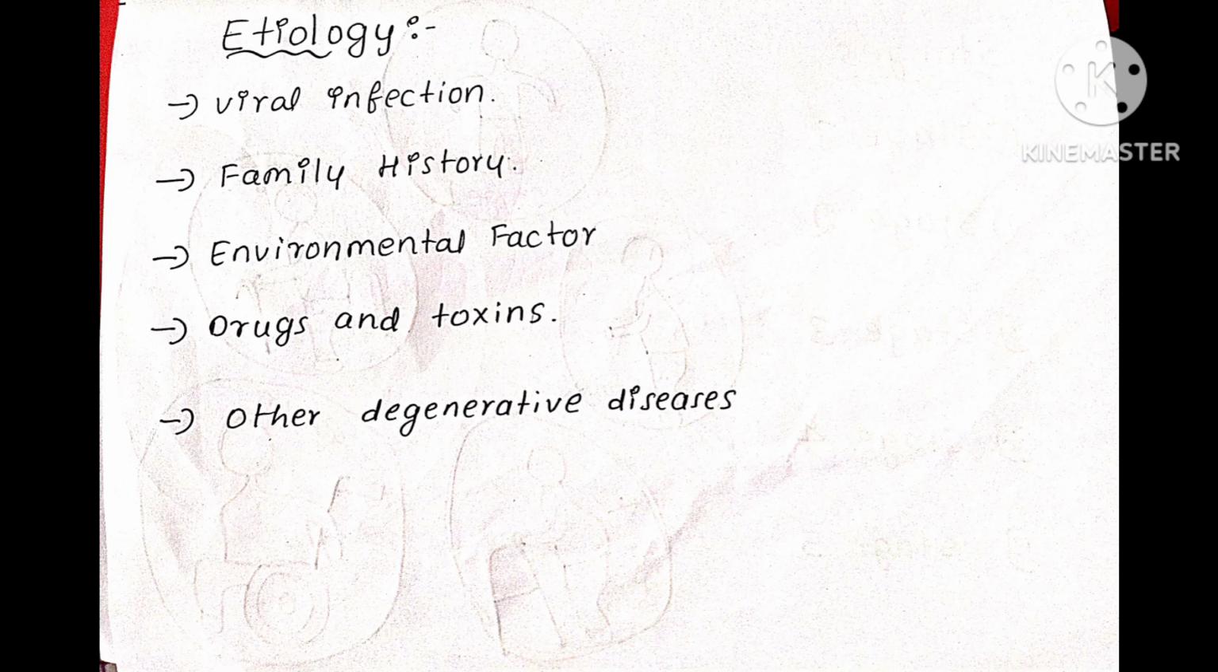Next, the etiology of Parkinson's disease. The exact etiology is unknown, but possible factors associated with Parkinson's disease are a viral infection, from any viruses, bacteria, or microorganisms, and family history. Those who have a history of Parkinson's disease may pass it to the next generation. Next is environmental factors.